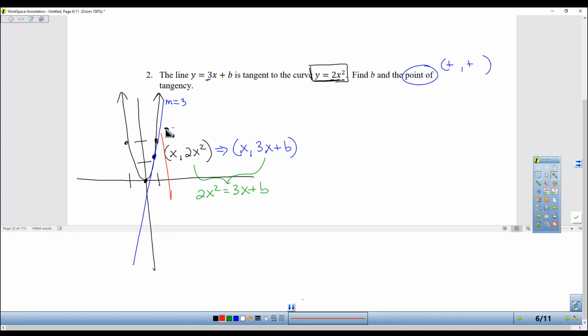So there's going to be 2 major components to this problem. One is realizing that the point is on both the line and the curve. The point is on the line and the curve. The second big thing is that at that point, the slope is the same. At that point, the slope is the same.